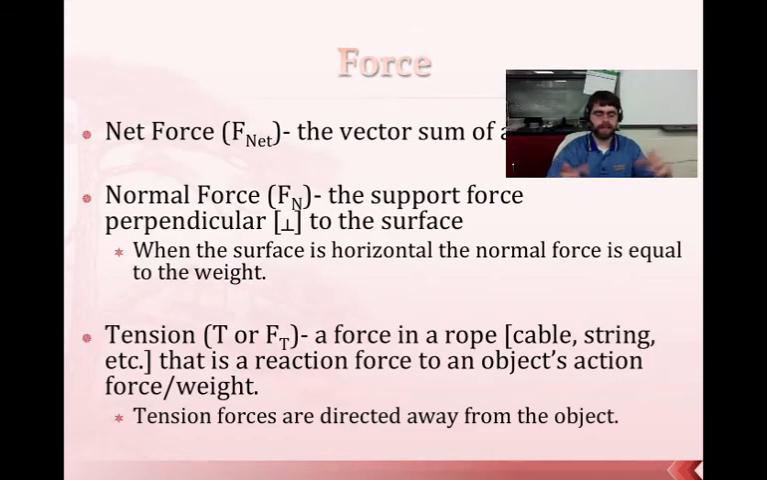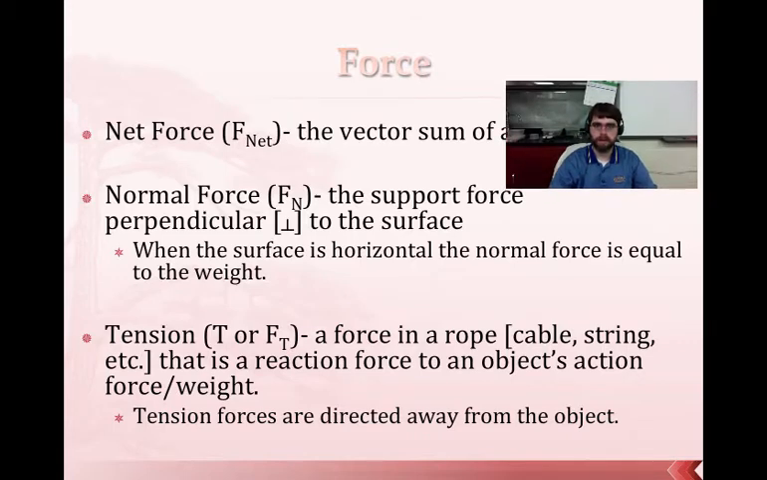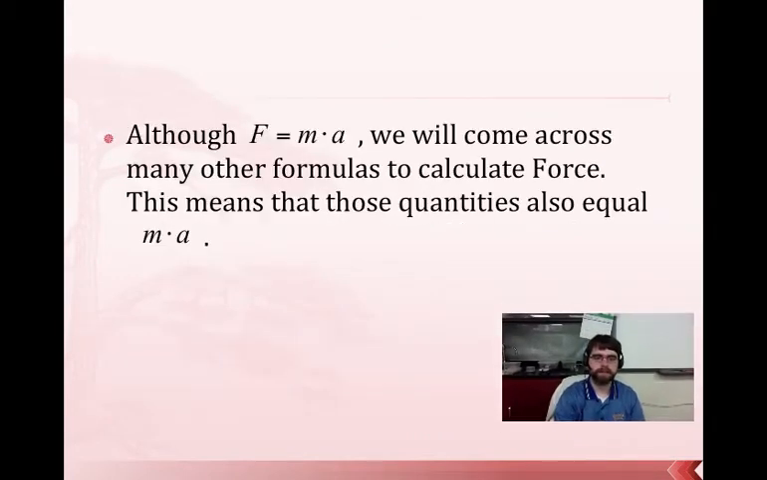Tension is just another name for a special type of force that occurs in a rope or any kind of thing that we use to suspend something or pull on something with. And tension forces are always directed away from the object, and again, they are related to the weight of the object itself. Of course, weight is nothing more than the force due to gravity acting on the object.